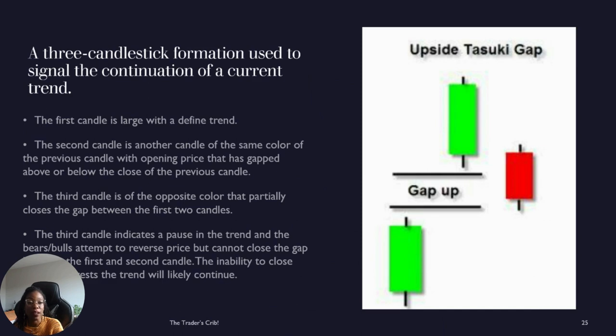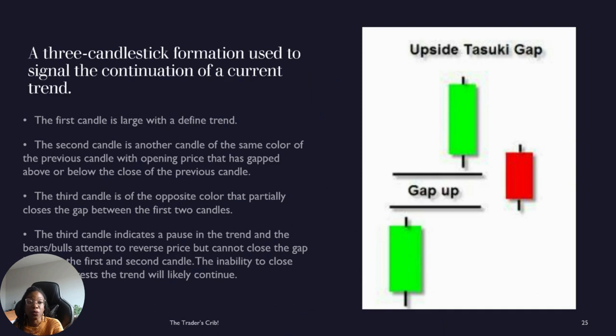A limitation to this pattern is that it's very rare. It can be a poor indication of price, and it's a 50-50 chance whether price will reverse or continue. The pattern can cover a lot of price area because it takes up so many candles.